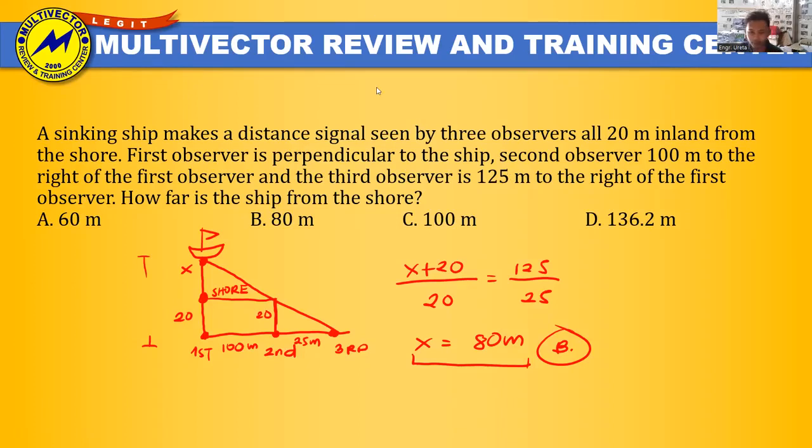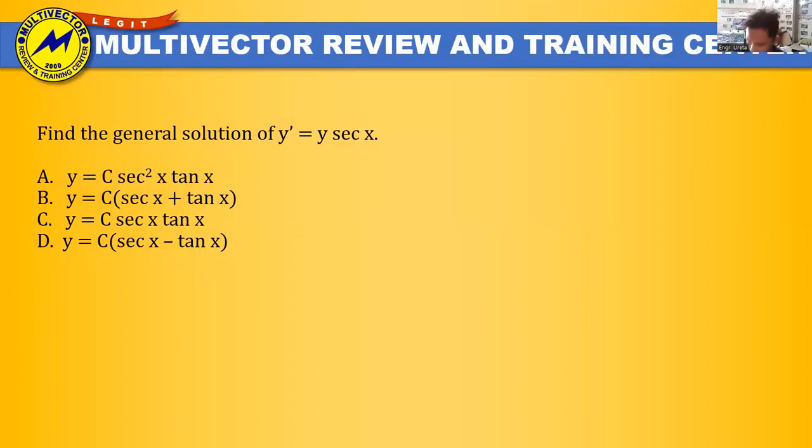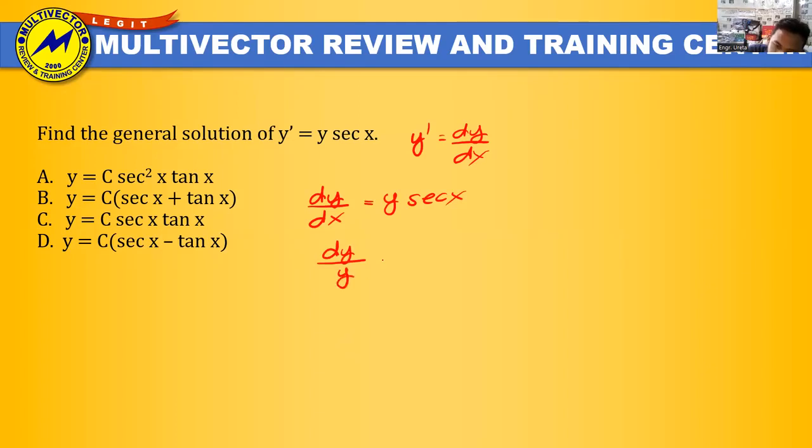So next, problem number 85. Find the general solution of y prime is equals to y second x. Okay, so y prime natin is just equals to dy all over dx. Therefore, dy all over dx is just equals to y second x. So dy all over y, lipat lang natin yung y sa kabila, is just equals to second x dx.